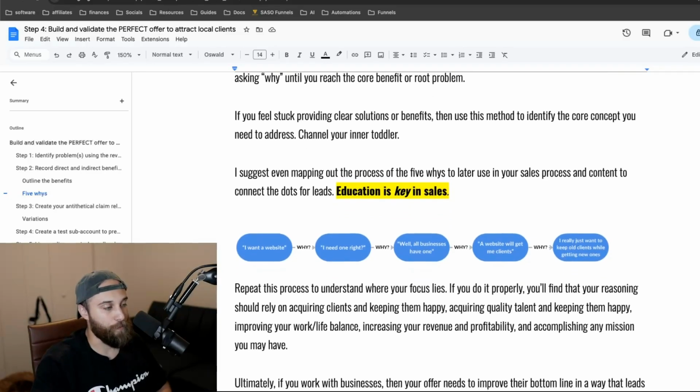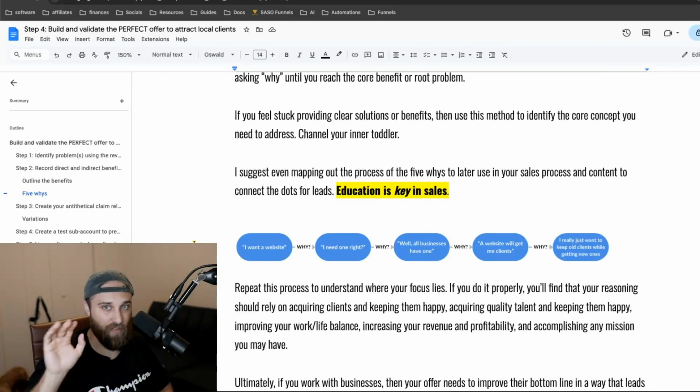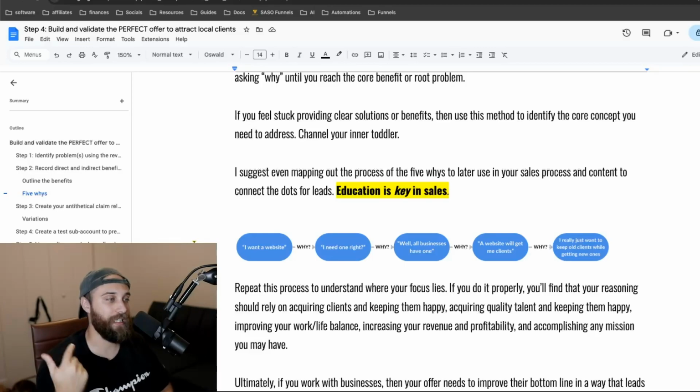So for example, someone says, I want a website. Now, and let me back up a little bit. The 5 whys, it doesn't have to be 5. It's not like, I hit my limit. Alex said 5 whys, I can't do 6. The point is to keep asking why until you get to the root cause of what it does.